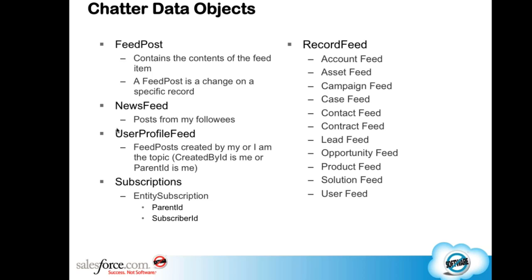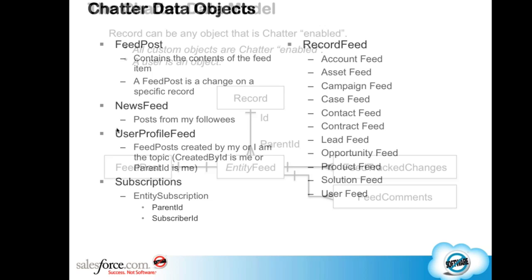And then finally, at the bottom, we have what we call subscriptions. These are represented by the entity subscription object. It basically has two fields of interest. One, the parent ID. This is what somebody is subscribed to. And then the subscriber ID indicates who the subscriber is. And so with those two pieces of information, you have actually a ton of access to the social graph. So you can do things like analyze who's following who, who's following what, and so on.